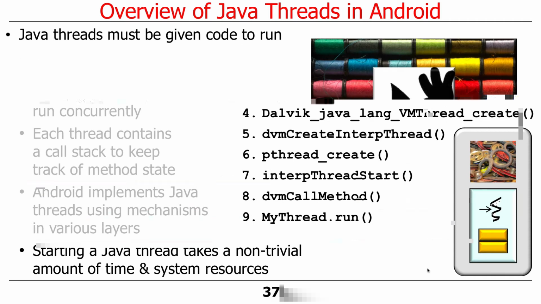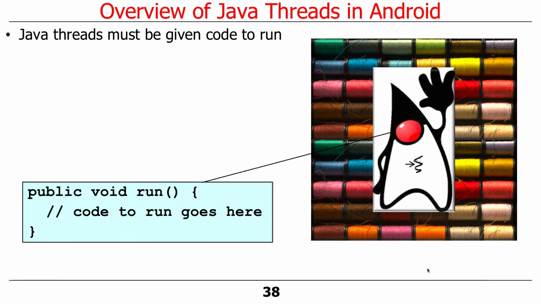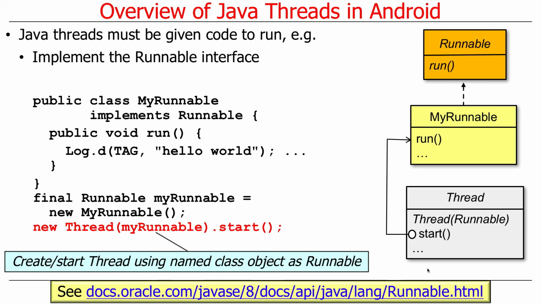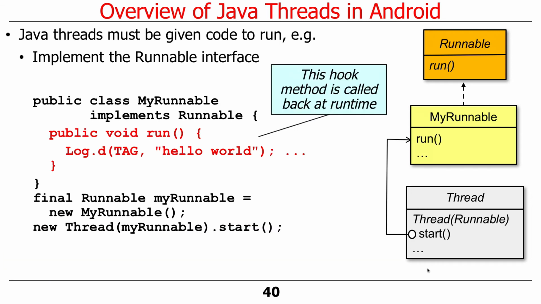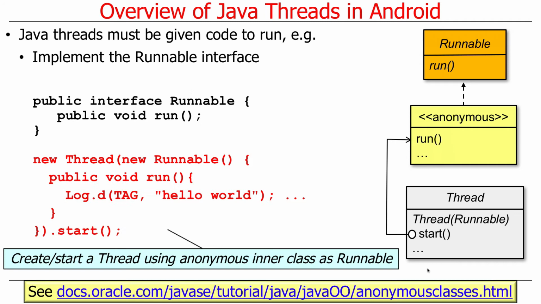Obviously, a thread has to be given code to run. We've talked about this briefly. Here's just a recap. The way it works is there's a method called run, and you have to implement that method somehow. There's a couple different ways to do it. One way is to have a class that implements runnable and defines the run method. And then you make an instance of the runnable and pass that to the constructor of thread when you make a new thread object that you're about to start. So this is a named class as a runnable. That's one way to do it. That's the hook method that's called back at runtime. This is rather crufty, so there's other ways of doing this stuff.